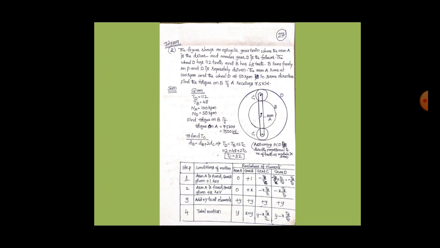In the third step, I should add plus Y revolutions to all the elements. So plus Y, plus Y, plus Y, plus Y. Next, find the total motion. So just add the second and third row value of each element to get total motion. 0 plus Y is Y. X plus Y gives the gear B. For the gear C, Y minus X into TB by TC. For the gear D, Y minus X into TB by TD. Like that, the table should be completed.